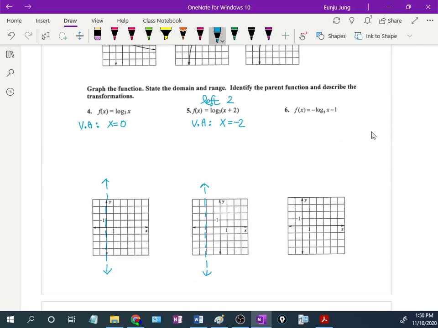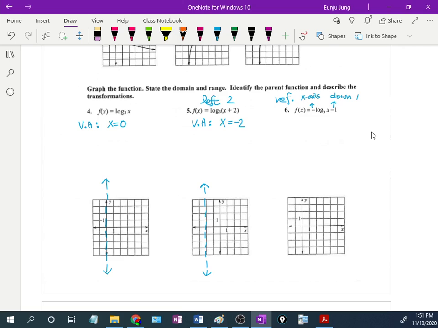Number 6, what transformation happened because of the -1 after that? Down 1 unit. And because of a negative in front of the parent function, what happened? This is a reflection along the x-axis. So this will be upside down. So think about the parent function, number 4, okay? If I flip this upside down, what happened to the vertical asymptote? Same thing, right? And now let's bring down 1 unit.